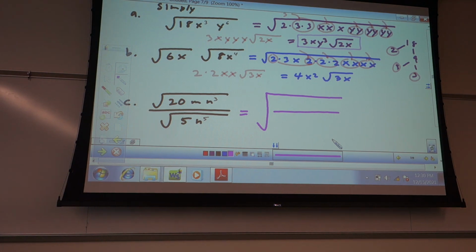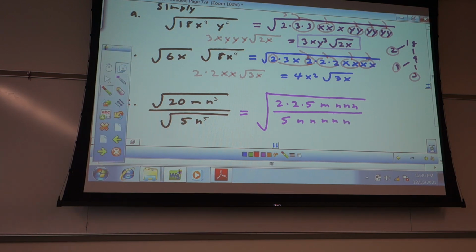So let me see here. 20 is 2 times 2 times 5. 5 is just 5. So everybody has this so far? Yeah. Okay, did everybody cancel stuff out? Yeah. All right, what can I cancel? I cannot cancel the 5 and the 5. And these n's all cancel out. That's all that cancels out.